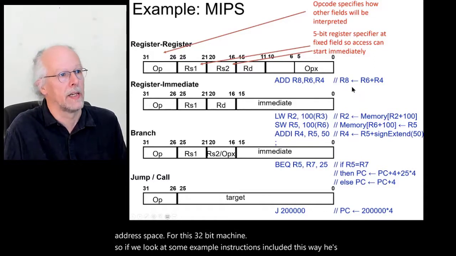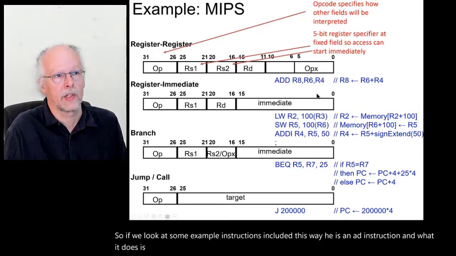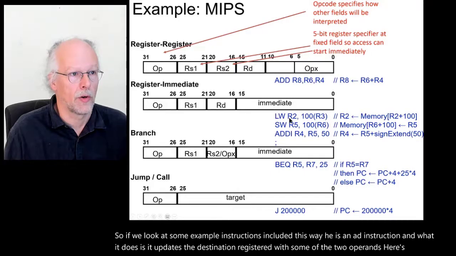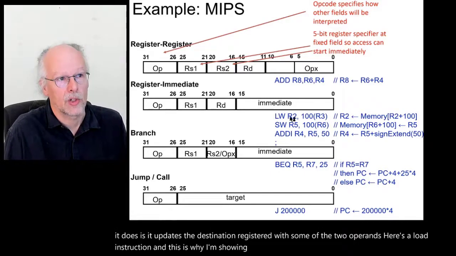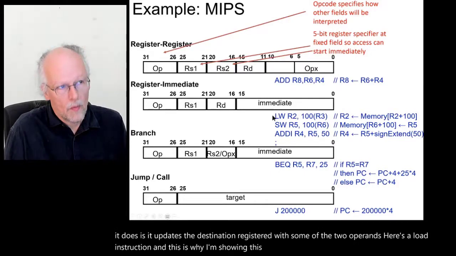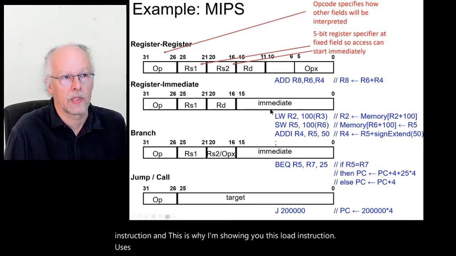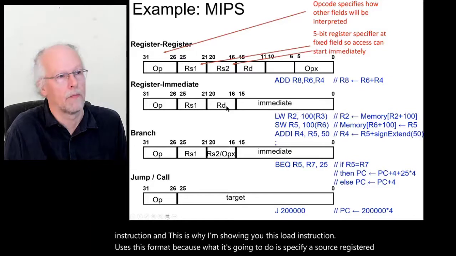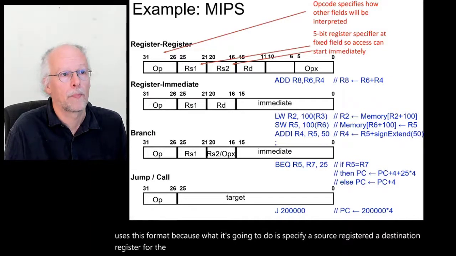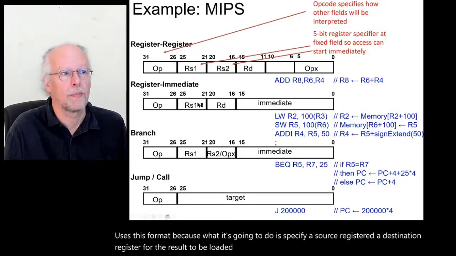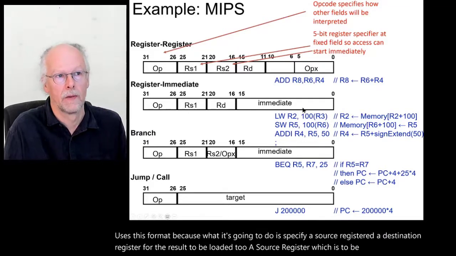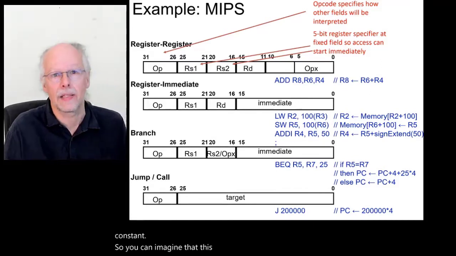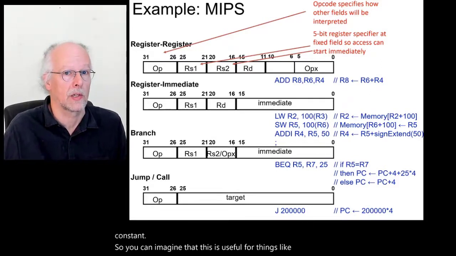What it does is update the destination register with the sum of the two operands. Here's a load instruction, and this is why I'm showing you this. This load instruction uses this format because what it's going to do is specify a source register, a destination register for the result to be loaded to, and a source register which is to be added to this immediate constant. So you can imagine that this is useful for things like accessing the fields of a struct or something like that.